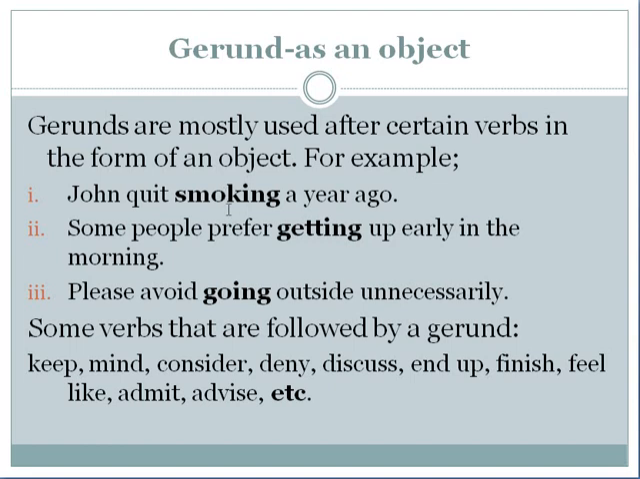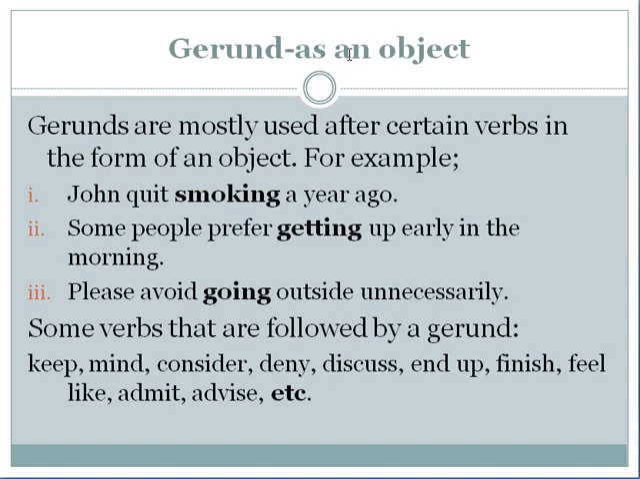If we see, this is an ing form of a verb, but this ing form of a verb as gerund is used here as an object. So John quit smoking a year ago. Smoking is a gerund here. Some people prefer getting up early in the morning. Prefer is the verb and getting is the object here. When an object is used after a main verb and that object plays the role of a noun with an ing verb, that object is called gerund.